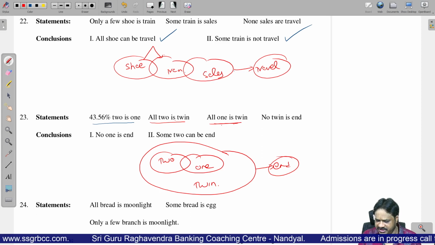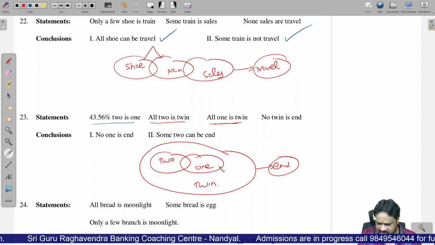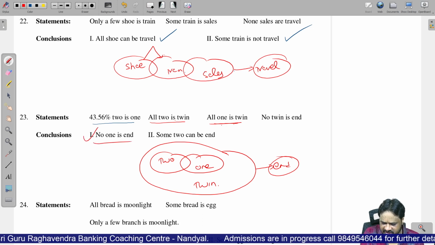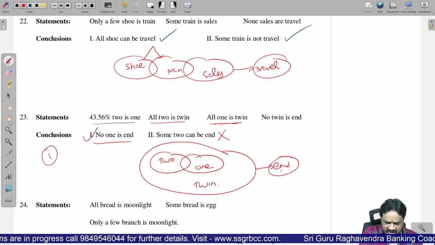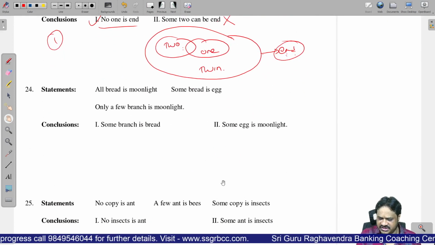No 1 is end. See here, no twin is end. Inside twin there is 1. Therefore, no 1 is end definitely follows. Some 2 can be end. So here 2 and end, the relation is no. Because no twin is end, no 2 is end definitely follows. So some 2 can be end does not follow. If no is there, some is not a possibility. So only one definitely follows. Let us see the next one.